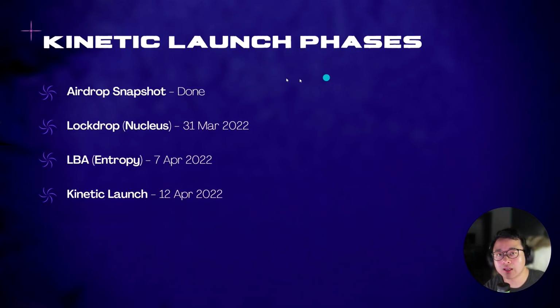Okay, let's go through the Kinetic launch phases. So the airdrop snapshot is done. The airdrop details I'll go through in the next slide. And the lock drop for Nucleus is starting on 31st of March. And the lock drop deposit ends in a few hours. If you're watching this video, it might be too late already. But you have 2 days to withdraw. Although I don't think there will be a lot of people withdrawing, but we shall see.